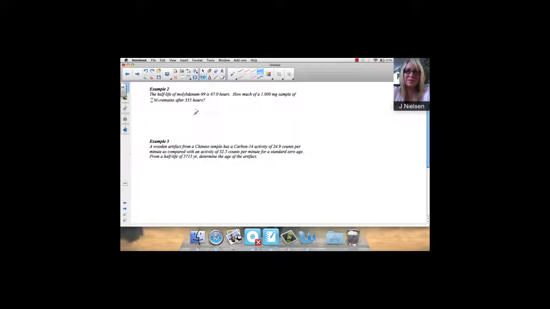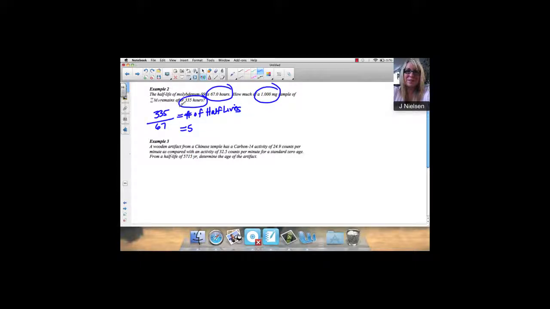The half-life of molybdenum-99 is 67 hours. How much of a 1 milligram sample remains after 335 hours? So we have time elapsed and we have half-life. So we can take 335 and divide it by 67, and that will equal the number of half-lives. So that's going to be equal to 5.